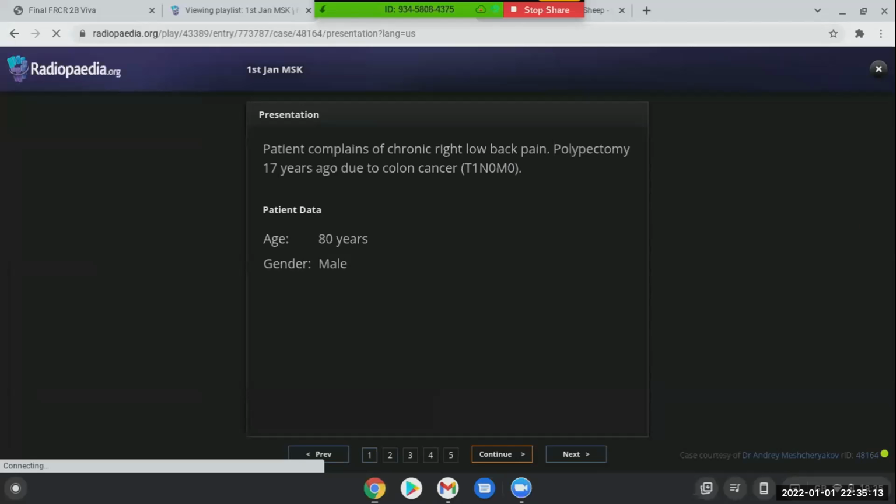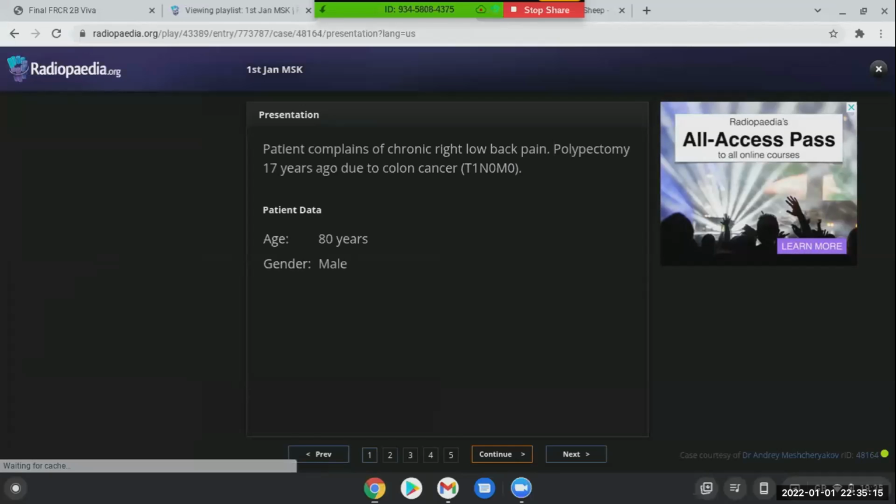So this is an 80 years old male patient, who presented with chronic right low back pain. He had polypectomy 17 years ago due to colon cancer, which was T1N0M0. All right.